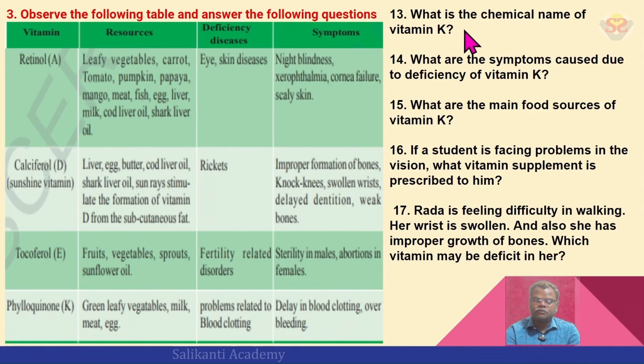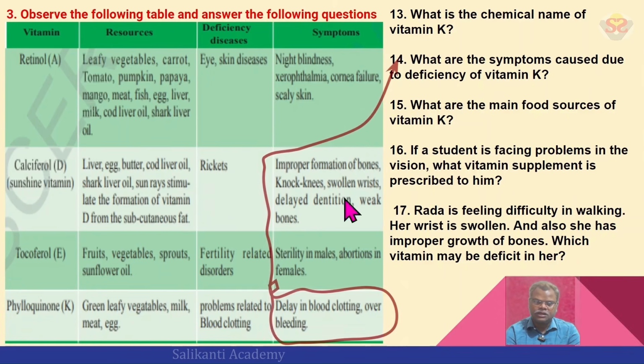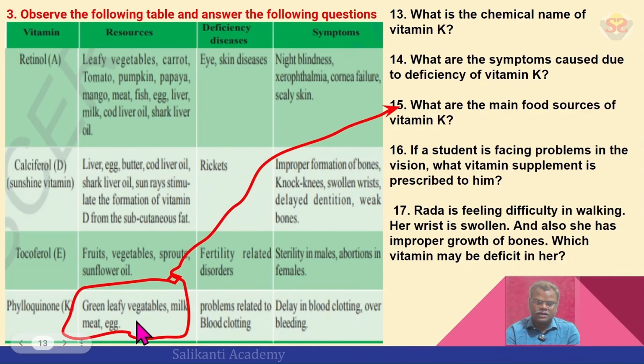What is the chemical name of vitamin K? Phylloquinone. What are the symptoms caused due to deficiency of vitamin K? Delay in blood clotting, or bleeding. What are the main food sources of vitamin K? Green leafy vegetables, milk, meat, egg.